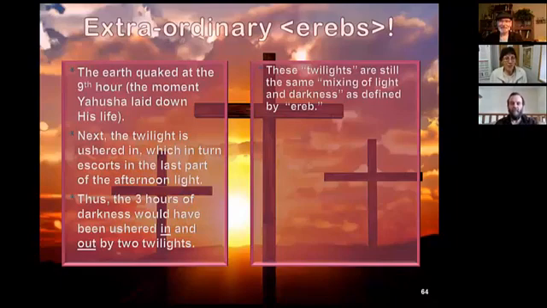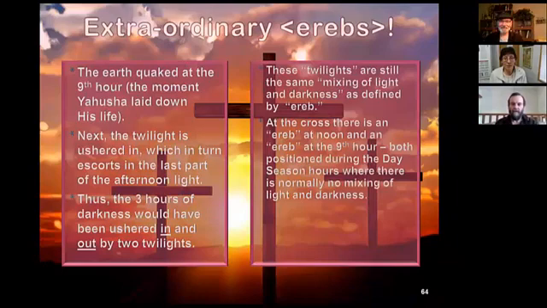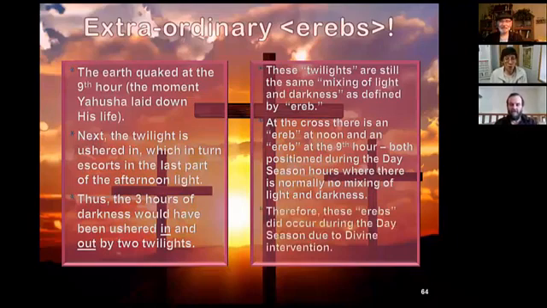These twilights are still the same mixing of light and darkness as defined by Aibv. And at the cross, there is an Aibv at noon, and there's an Aibv at the 9th hour. They're both positioned during the day season hours, where there is normally no mixing of light and darkness. I said normally. Therefore, these Aibvs did occur during the day season because of divine intervention. That's your big if right there.